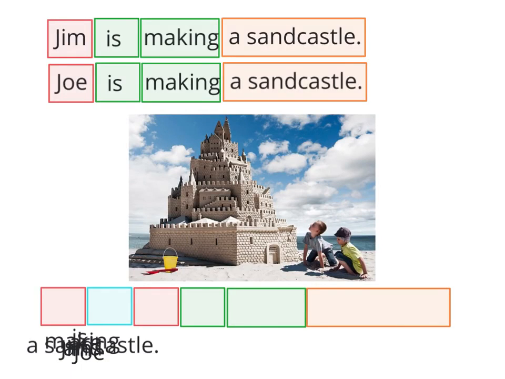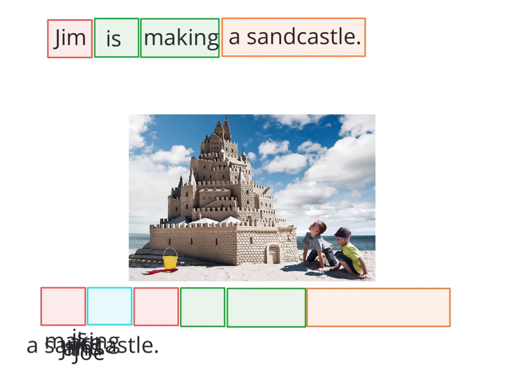First, we are going to look at what to do if there is more than one subject. Let's look at this first sentence. Jim is making a sandcastle. We can see here that our subject is Jim. Our verb has two parts, is and making. What is he making? A sandcastle. A sandcastle answers the question, what? He is making what? This is an object. So our sentence has a subject, a verb, and an object. Our subject is Jim.